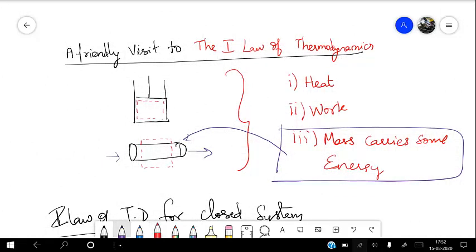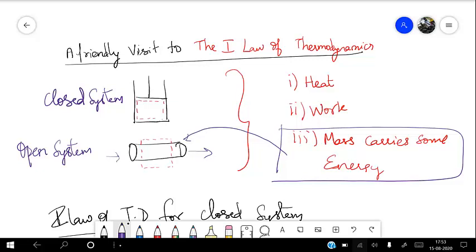So what you see above here is a closed system, and what you see below is an open system. A closed system is something in which mass cannot enter or exit, whereas an open system is something in which mass can enter and exit.